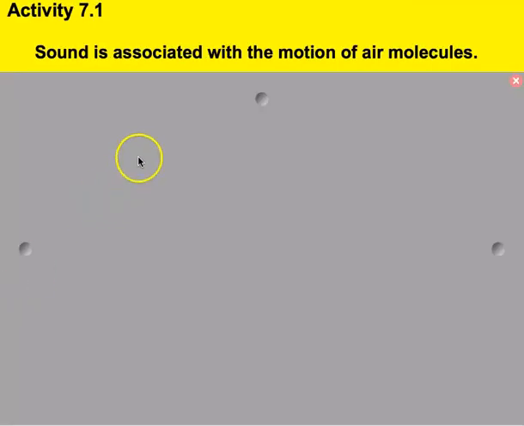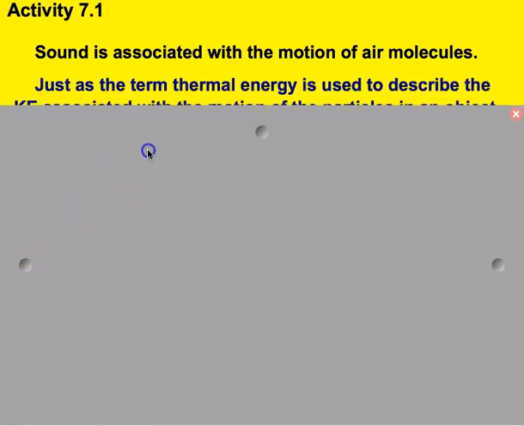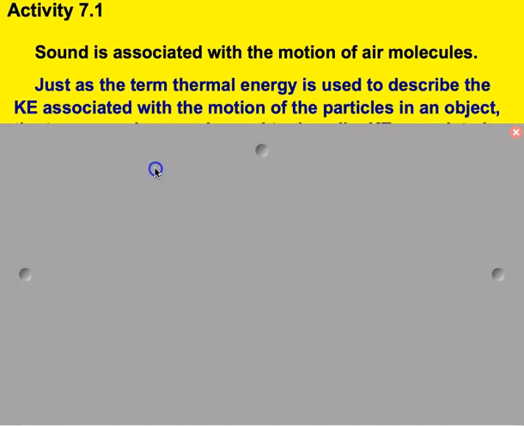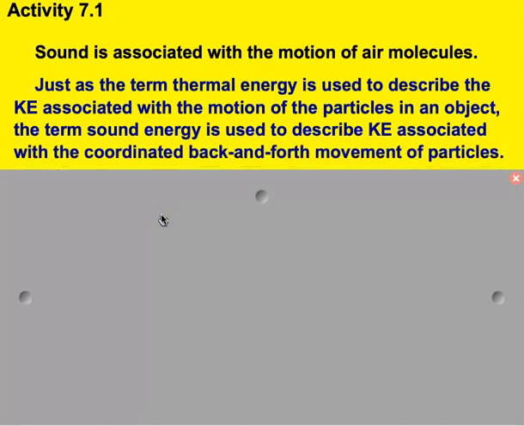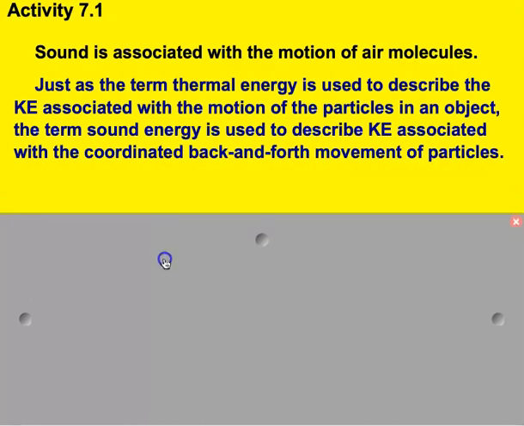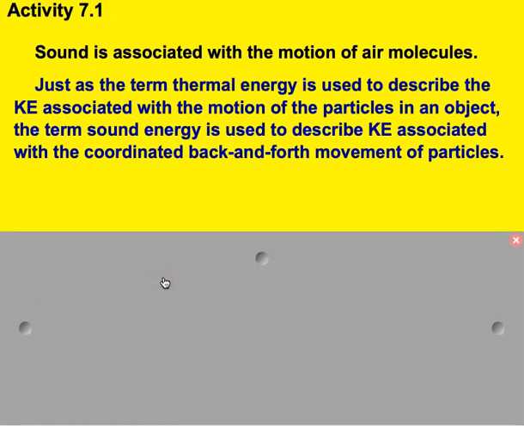Now, when we think of sound, sound is associated with the motion of air molecules. Just as thermal energy is used to describe the kinetic energy associated with the motion of particles in an object, the term sound energy is used to describe kinetic energy associated with the coordinated back and forth movement of particles. And it's these particles, the air particles anyway, that go into our ear and we can actually pick up as sound. So if it's organized or if we have experience with it, like a ball bouncing, we can figure out what is happening even though we don't see it.